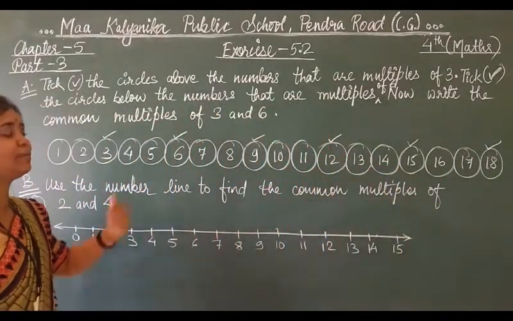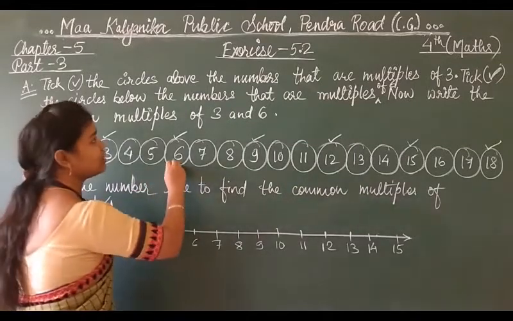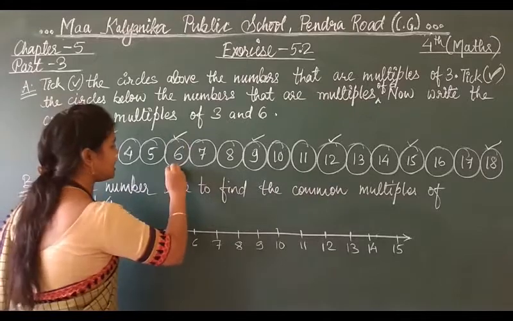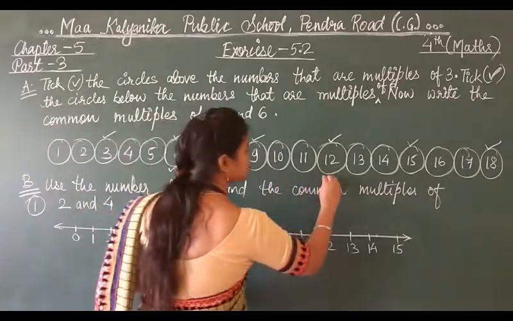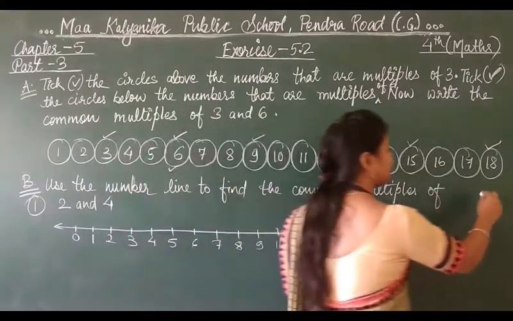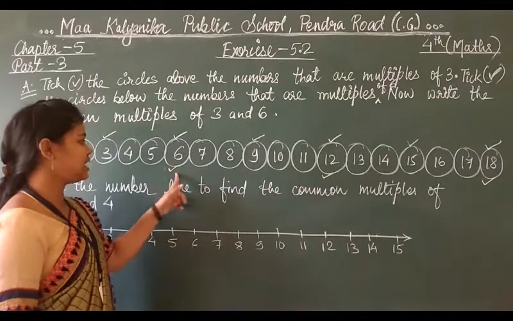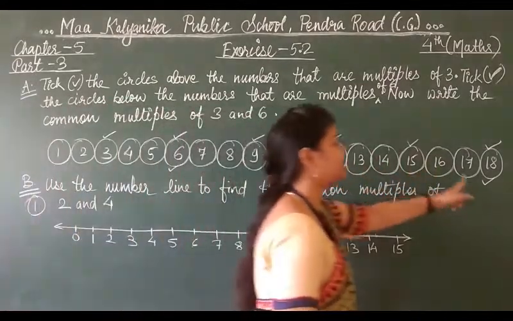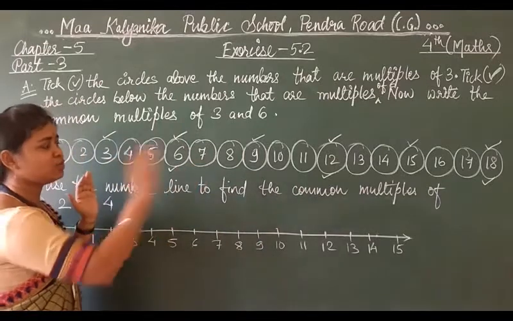Now moving to the multiples of 6. So multiples of 6, we have to take below the number. So here I am taking it. See, 6 1s are 6, 6 2s are 12, 6 3s are directly 18. So what are the multiples of 6? 6, 12 and 18 which are given here. Many more are there, but here only up to 18 is given.